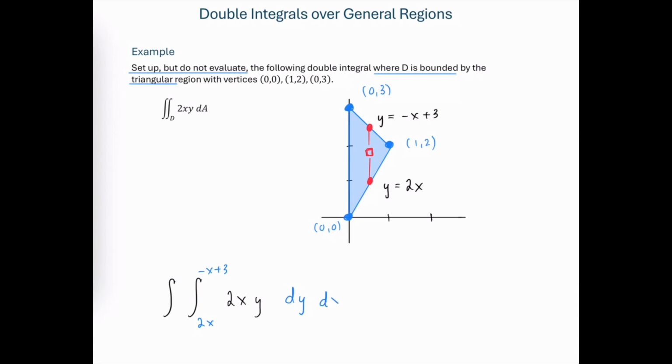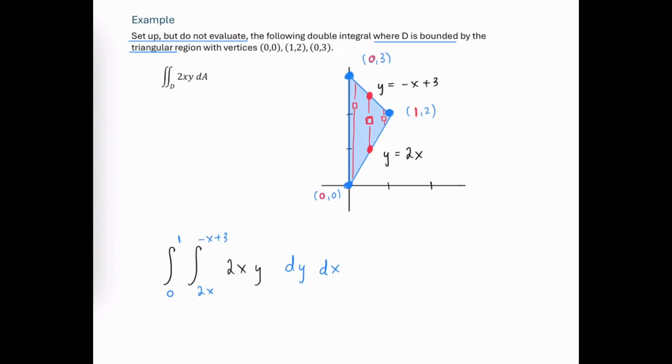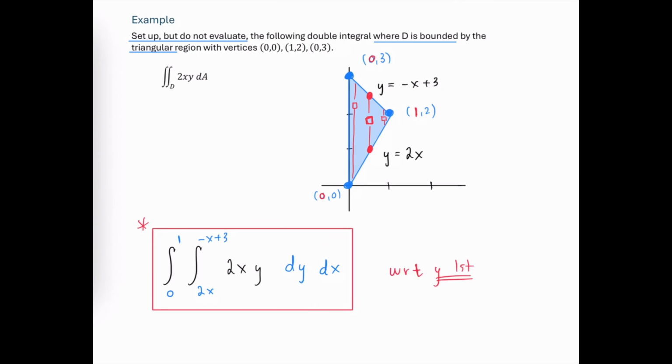Now we need to think about the limits with respect to x. This is determined by envisioning the extreme locations of the bands that we're adding up. When our band is farthest to the left, the value of x is going to be 0, so 0 is our lower limit. And when our band is in this extreme location on the right, the value of x is positive 1, so that's going to be our upper limit. And since we were asked to set up but not evaluate, we would be finished with this portion of the problem. This was the scenario where we integrated with respect to y first.